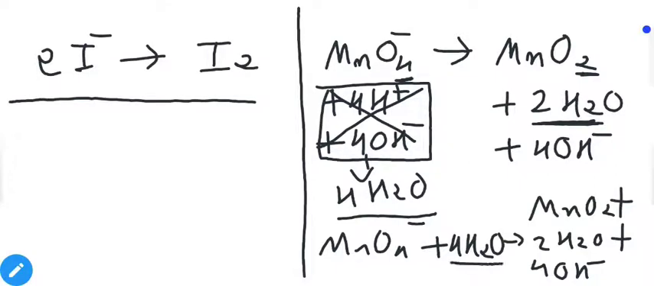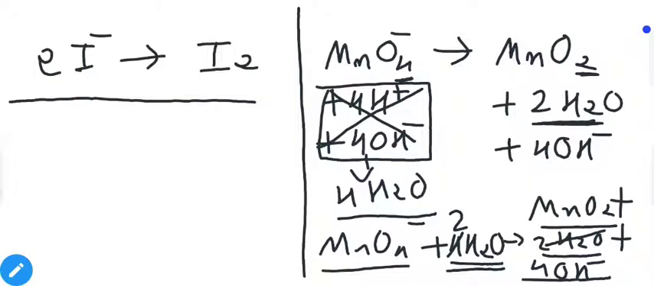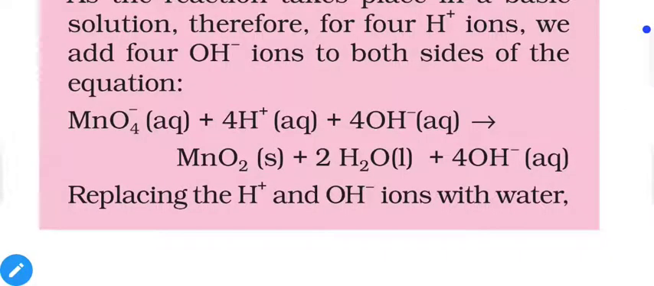So we have 4 water molecules on reactant side and 2 water molecules on product side. So 2 of them will be cancelled out. So now we have MnO4 plus 2H2O, it produces MnO2 plus 4OH minus. In textbook description it is not specifically mentioned that water molecules will be cancelled out. So this is our last step as we discussed.